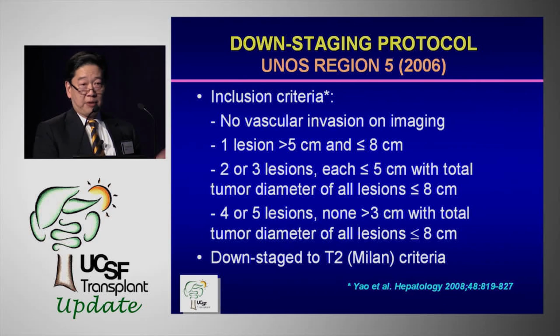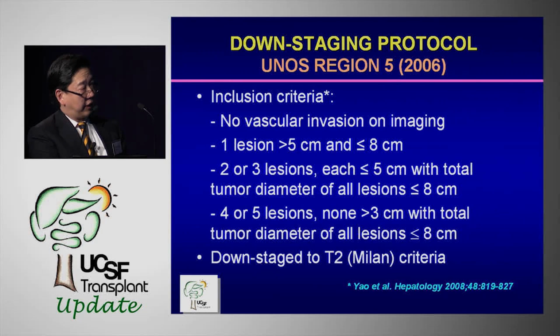And in Region 5, where we are, we use the downstaging protocol with the following criteria, and patients who were able to be successfully downstaged to within T2 or Milan criteria can get the same priority for liver transplantation, just like patients meeting T2 criteria. So it has worked pretty well for us, and this is based on a lot of work back there by John Roberts back in 2006, so he's taking good care of us.